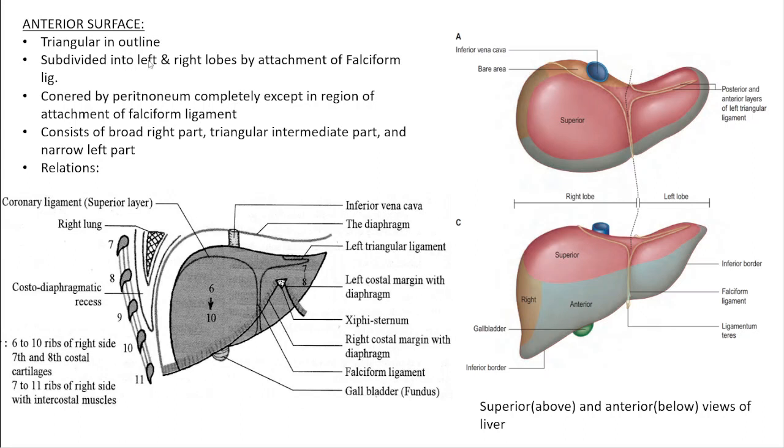Right. So it is subdivided into left and right lobes by the attachment of the falciform ligament. What is the falciform ligament? The falciform ligament is a double fold of peritoneum, where the parietal peritoneum from the anterior abdominal wall is reflected onto this anterior surface of the liver, and it has two layers. So the attachment of those two layers to the liver on the anterior surface divides the anterior surface into left and right parts. It is also the landmark for division of the liver into anatomical left and right lobes. We will be seeing that later.